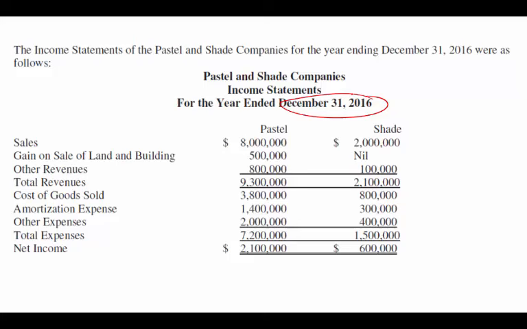The only other thing that I would note here is that Pastel has had a gain on the sale of land and building. If this relates to a transaction between parent and sub, we'll use this information in our analysis of the intercompany transaction. On to the other information, which makes up a critical part of the question for us.